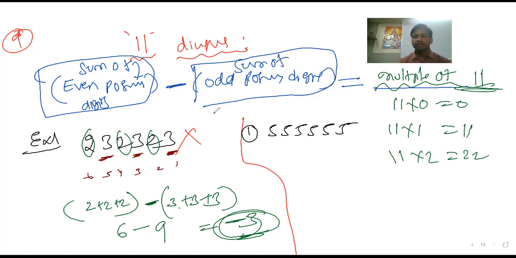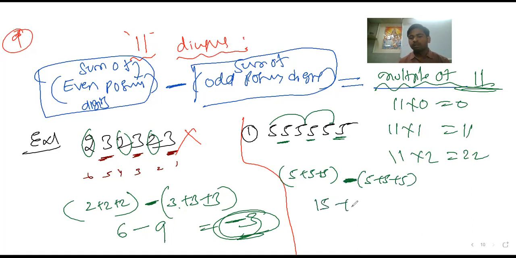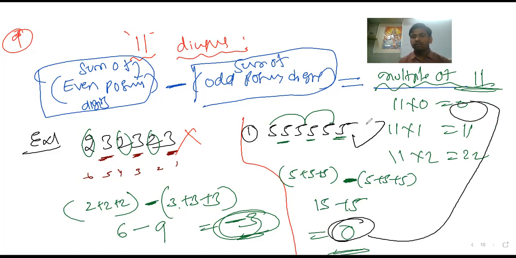To understand very clearly, I'll take one more example: 6 fives. This is odd positions, the rest are even positions. How much do you get? 15. Next, 15 minus 15, what is the answer? 0. But 0 is a multiple of 11. Therefore, the entire number is divisible by the 11 table. I hope it's very clear. Please take even positions and odd positions.